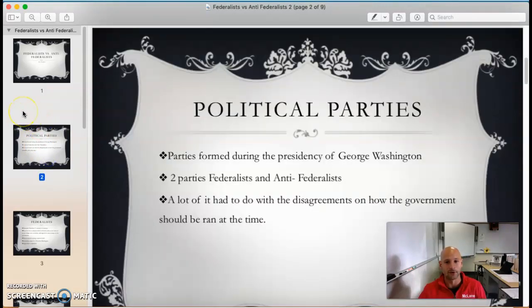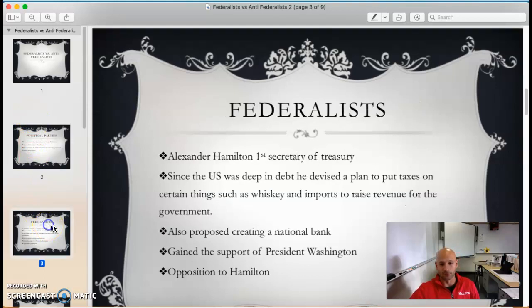So let's get into this a little bit. They're going to form under George Washington, the Federalists versus the Anti-Federalists, and a lot of it had to do with how much power the Constitution should have, how much power the president should have, and what needed to happen in order for this to happen. Okay, so we're going to take a look at this, and the first one is the Federalists.